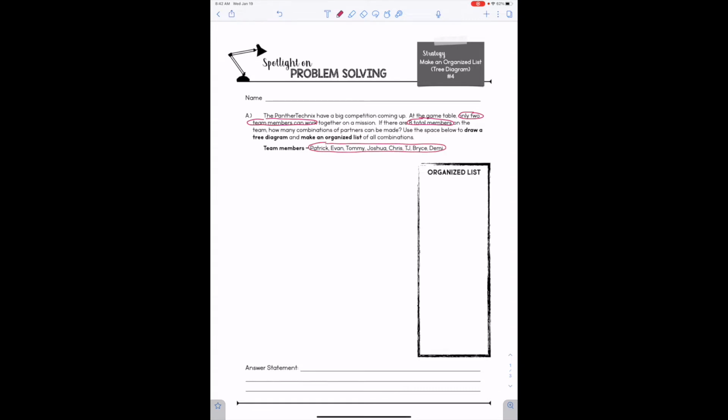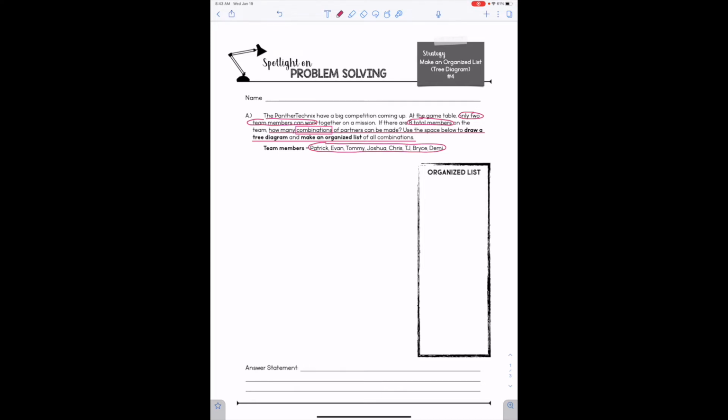I now want to underline the question, which is kind of more of a command too, because how many combinations of partners can be made is part of the question, but also it does tell us to use the space below to draw a tree diagram and make an organized list of all combinations. So we do need to identify that. The next thing is boxing our math action words. So one of the words that we always look for when identifying if it's time to do an organized list or a tree diagram is combinations. So that is what I would box.